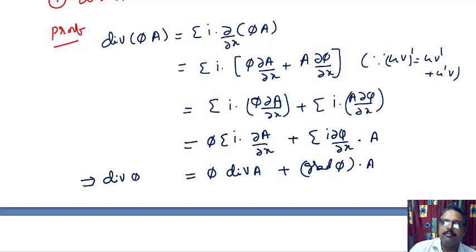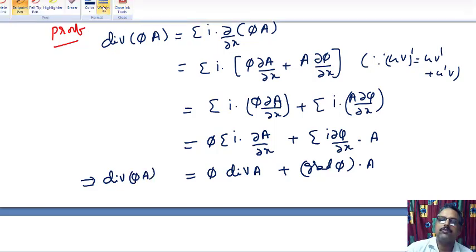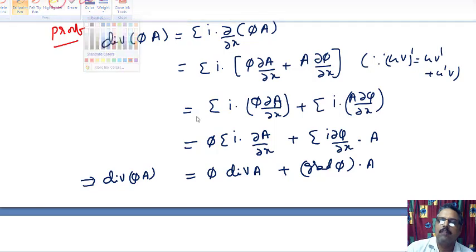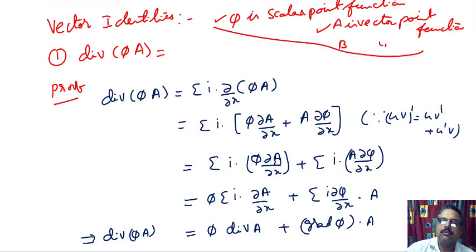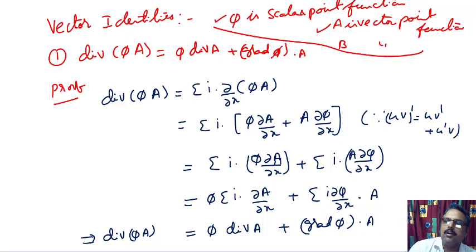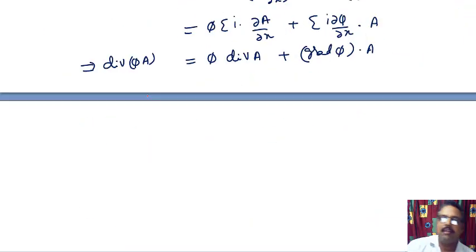Divergence of phi A equals to, what is the result? Divergence of phi A equals phi into divergence of A plus gradient of phi dot A. This is the first vector identity. In a similar way, the second vector identity.